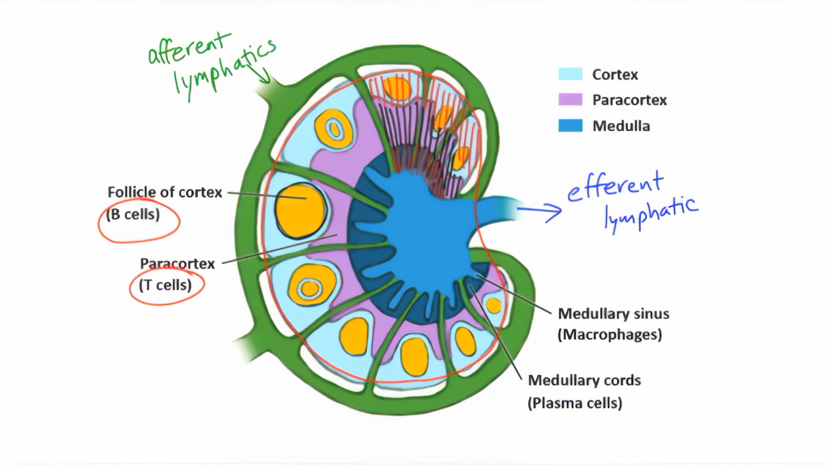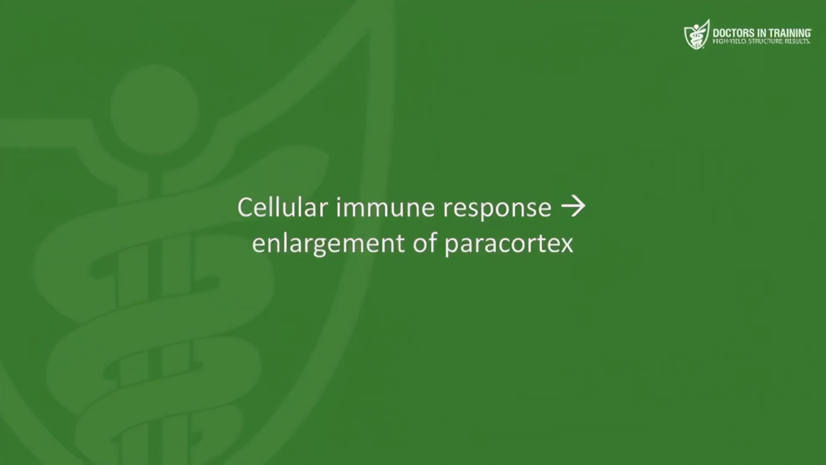So where do you find T cells in the lymph node? Right next to the follicles in the pericortex. The pericortex also contains venules, which is how B cells and T cells get to the lymph node. And then another very important point is that if there's a viral infection and your body is proliferating T cells in order to attack the virus-infected cells, the pericortex is going to become enlarged. In other words, during a massive cellular immune response, the pericortex becomes enlarged.